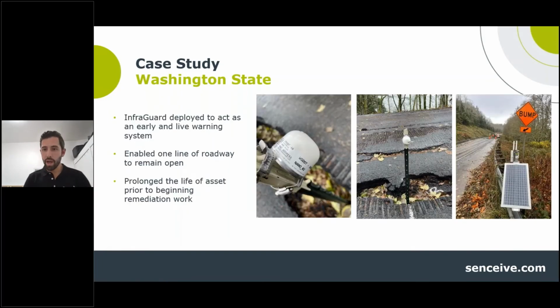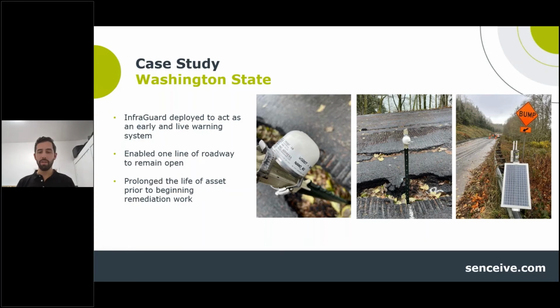So they went ahead and deployed the InfraGuard solution, and it was a series of the Nano Plus tilt nodes, one of the tilt nodes that we do have, mounted in the crack in the highway, on the slopes along that section of highway, and then above the highway itself, to be monitoring that in near real time.